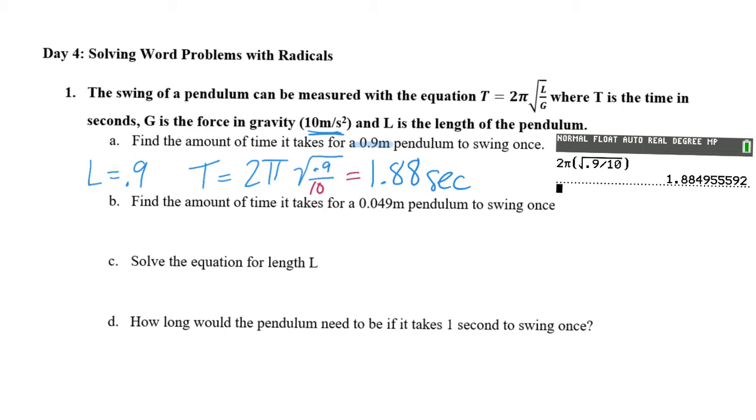All right, B says find the amount of time it takes for a 0.049 meter pendulum to swing once. So yet again, it's giving us L, 0.049. So we're going to plug that in for L and find T again. Yet again, gravity is still at 10.